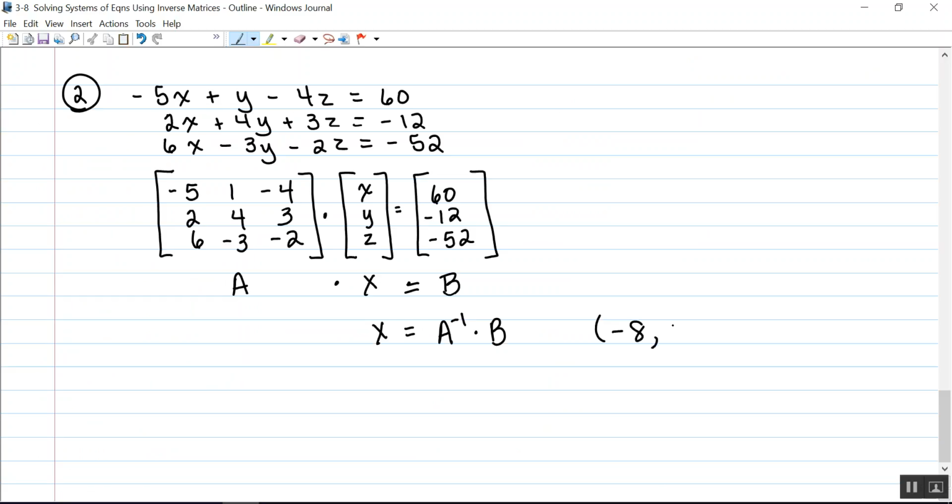which corresponds to the ordered triple -8, 4, and -4. So in this section we took a look at the use of an inverse matrix and the identity matrix to help us to achieve that inverse matrix, and how to use inverse matrices and matrix equations to solve systems of equations, particularly systems of equations that have 3 variables.